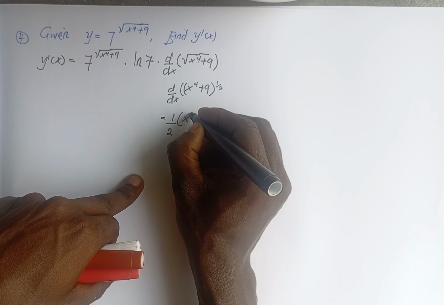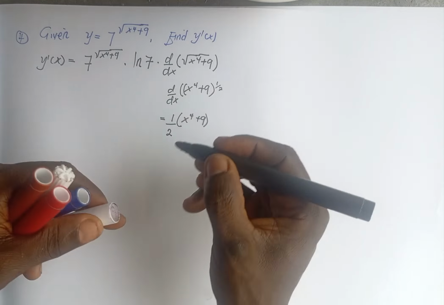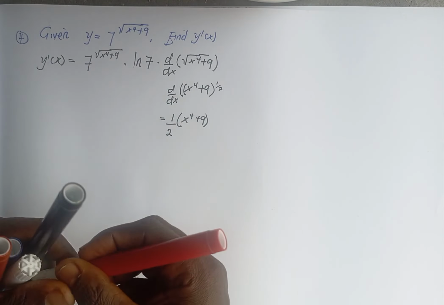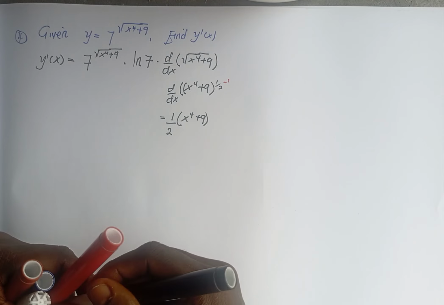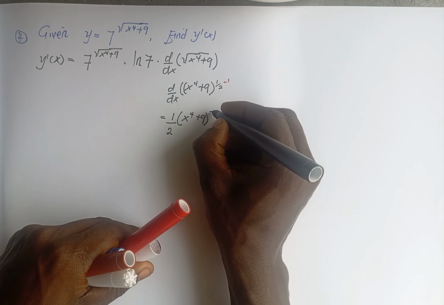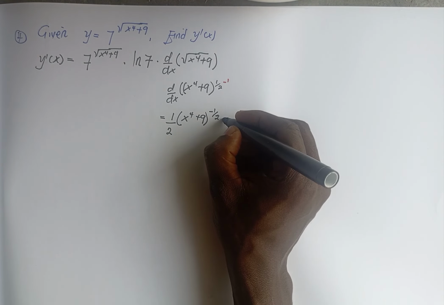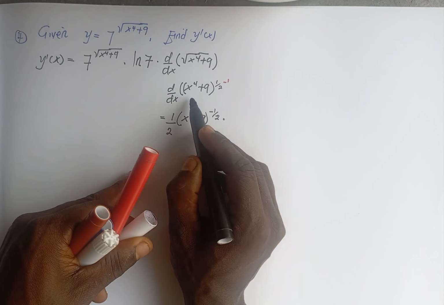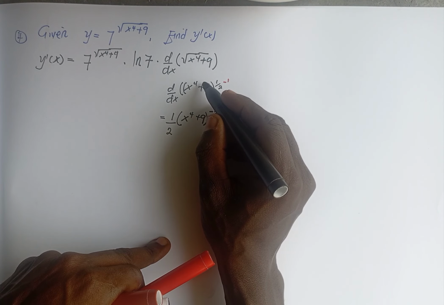Then we write what is inside the bracket. Then we subtract 1 from the exponent. Don't forget, you subtract 1 from the exponent. And when you subtract 1 from half, you are going to get minus half. And then the second thing is we multiply it by the derivative of the inside function. So the inside function is x power 4 plus 9.